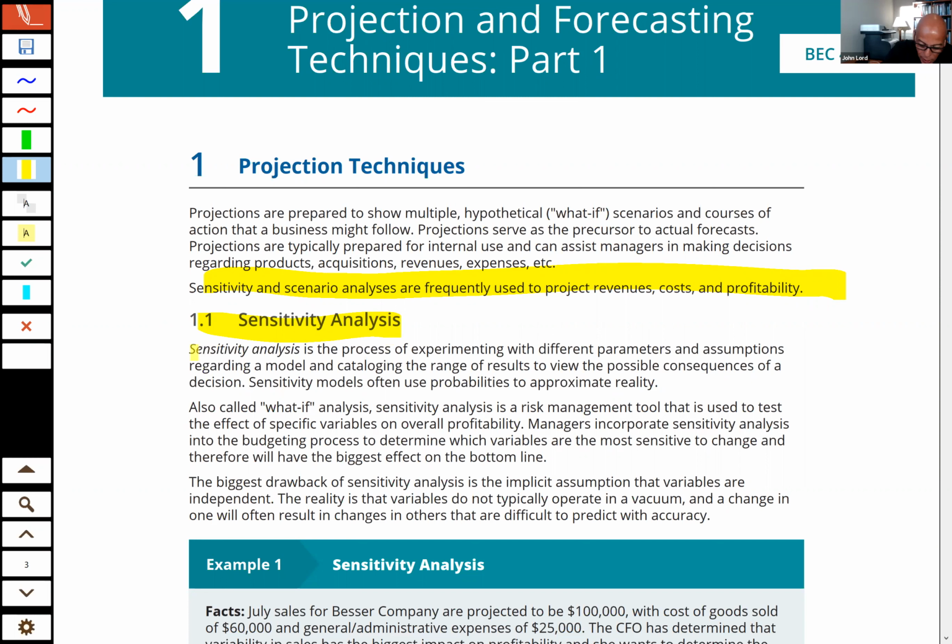Okay, so sensitivity analysis is a process of experimenting with different parameters and assumptions regarding a model and cataloging the range of results to view the possible consequence of a decision. Okay, and they say here that it's also called a what if analysis. Okay, sensitivity analysis is a risk management tool.